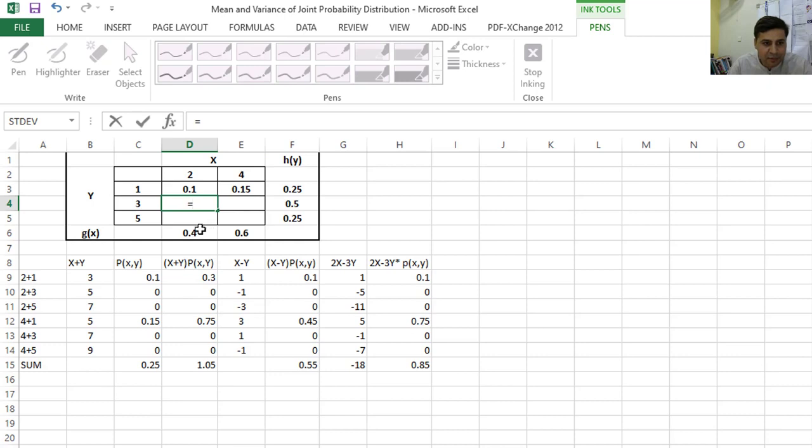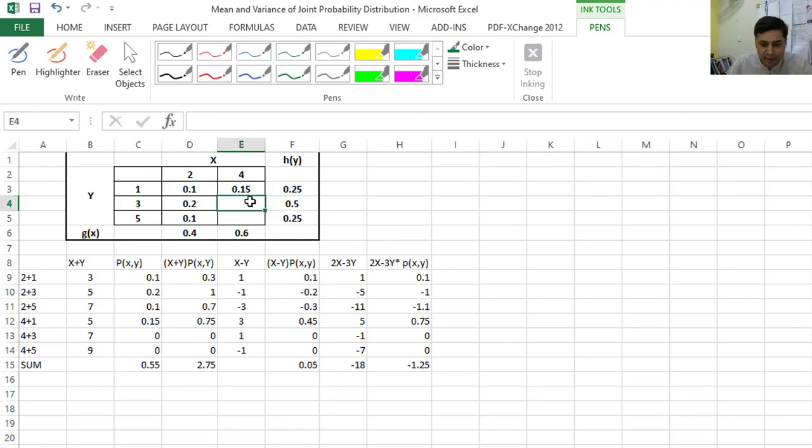When x is equal to 2, the probability is this one, and when x is equal to 2 and y is equal to 3, because you can see the value is 2 and this is 3, so we will take this value. Similarly for this, x is equal to 2 and the probability is this, into when y is equal to 5, the probability is this one.